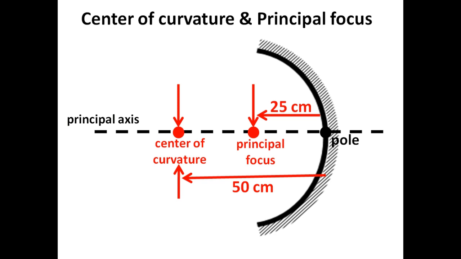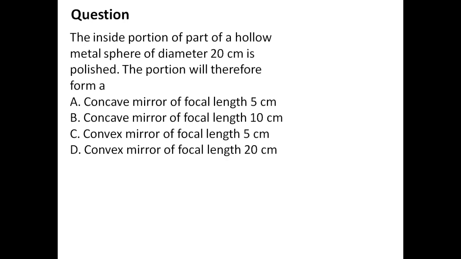Correct, Titi. Now that you know this, I want you to attempt this past university matriculation exam question. Oh, I hope I get it. The question says that the inside portion of part of a hollow metal sphere of diameter 20 centimeters is polished. The portion will therefore form a what?